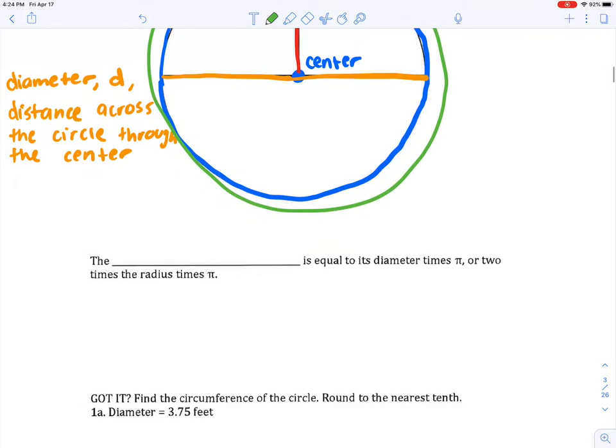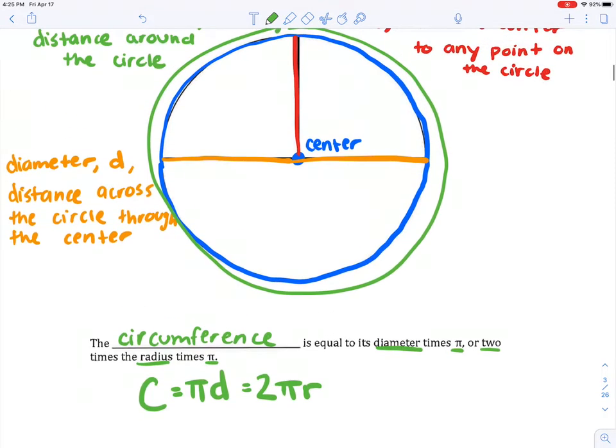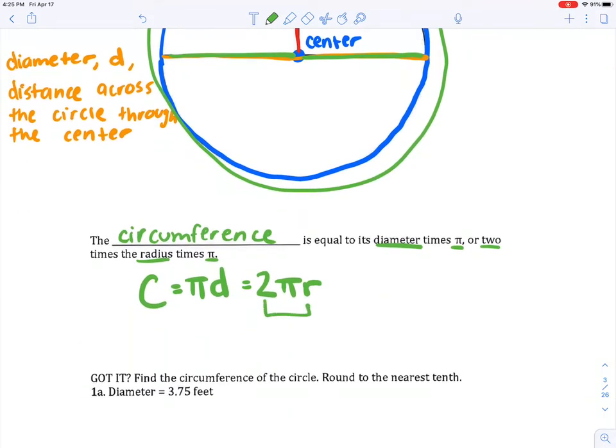Alright, so let's try some of these problems. First, let's fill in our formula. We can say the circumference, c, is equal to its diameter times pi, or we can also write this as 2 times the radius times pi. Why is this? Well, if you look back up here, if I put two radii together, I get the diameter. So the 2r is the same thing as the d.